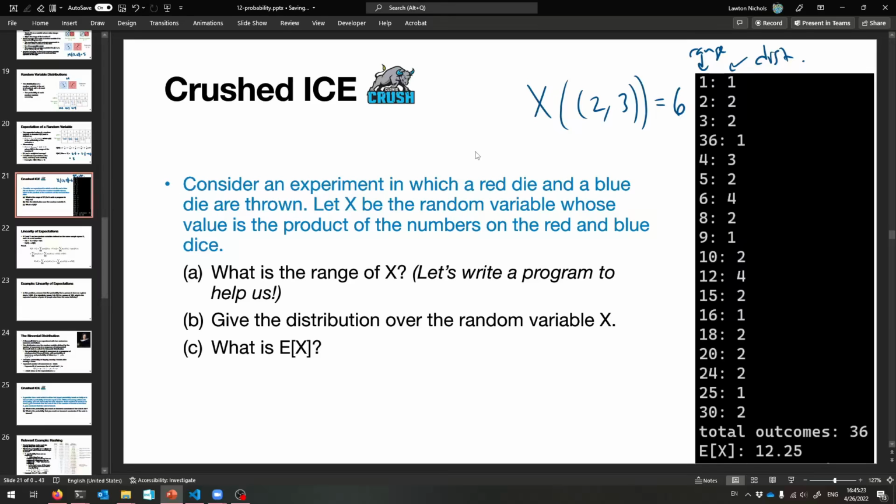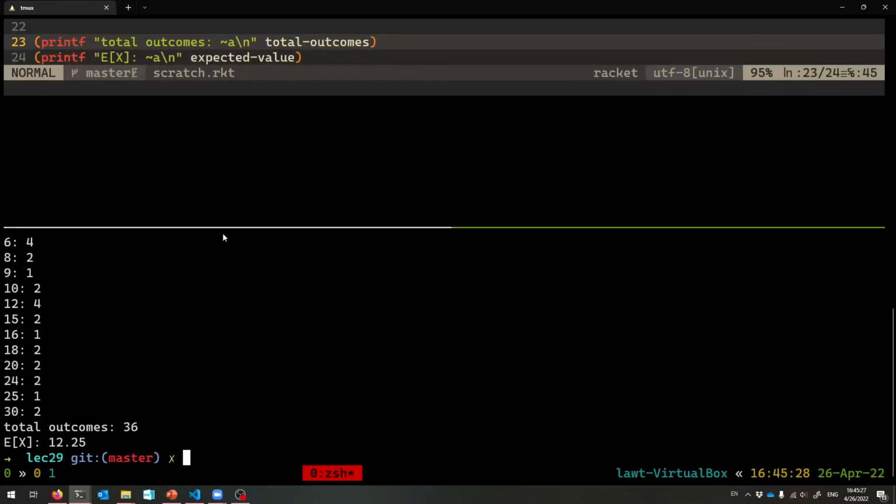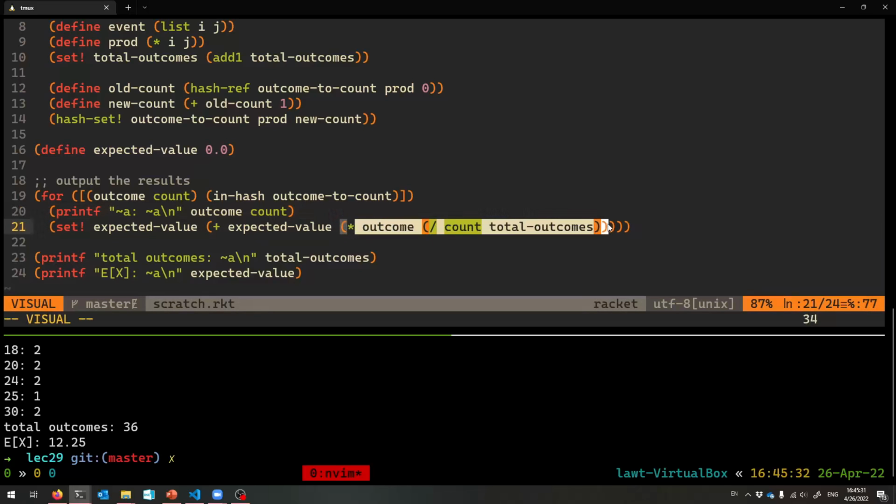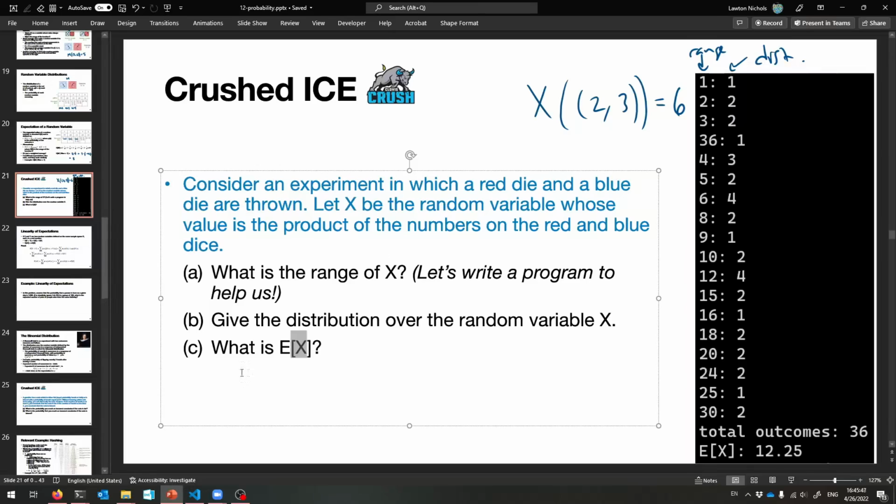And then if you multiply them all together, you calculate the expected value. It's always, you add the probability of that outcome happening times that outcome occurring, right? The probability of it occurring times the number that your random variable sees. That's the product. And then you just keep on summing all of those into some variable called expected value. And apparently the expected value is 12.25.